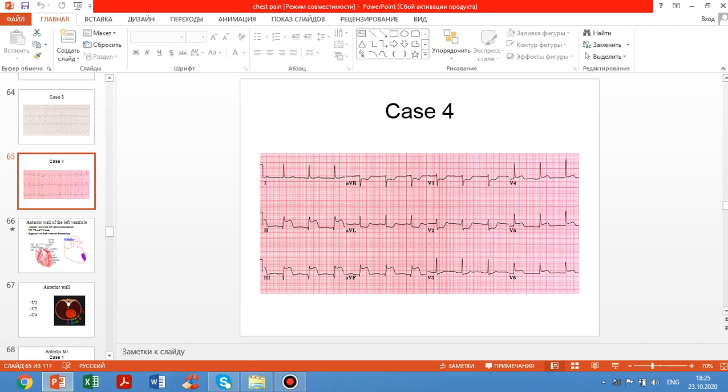This is also the elevation in the second, third, AVF, and reciprocal ST depression in AVL and V1, V2. These are opposite leads changes.